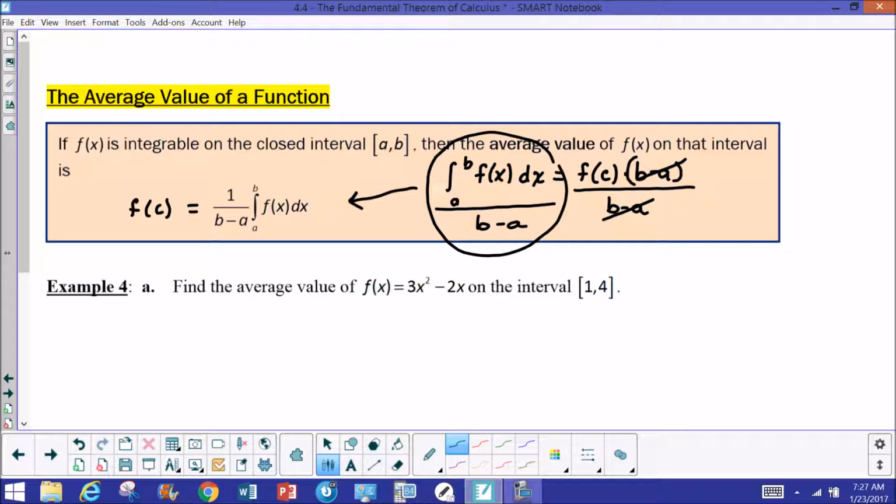So let's go ahead and take real quickly a look at an example 4a here, where we can use this particular relationship. Find the average value of f of x equal 3x squared minus 2x on the interval 1 to 4. Well, the average value of our function. And as far as how you want to label it, I don't really have a problem if you want to call this particular value f of c.